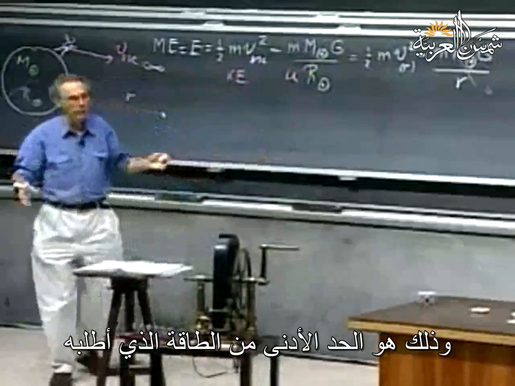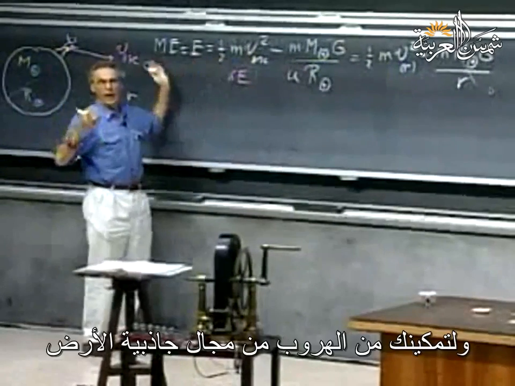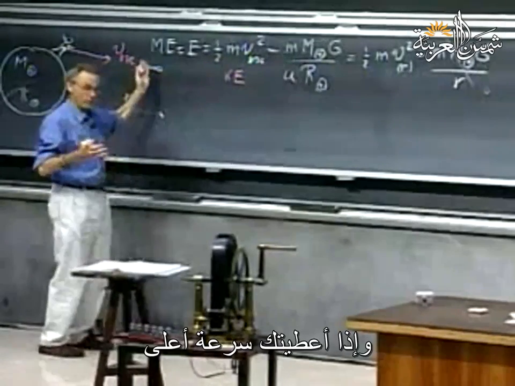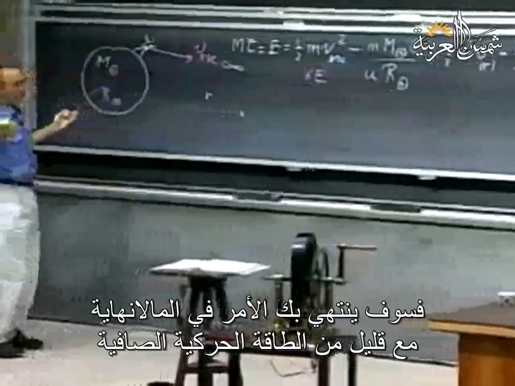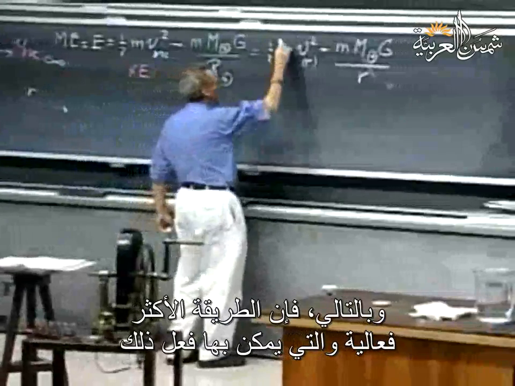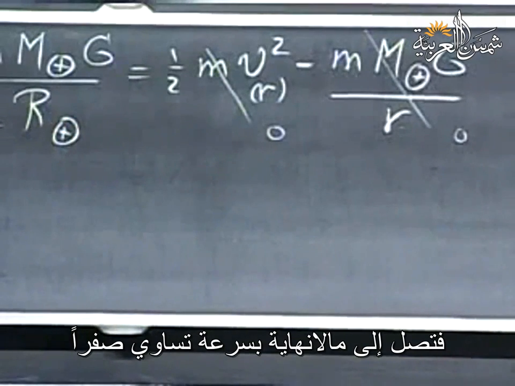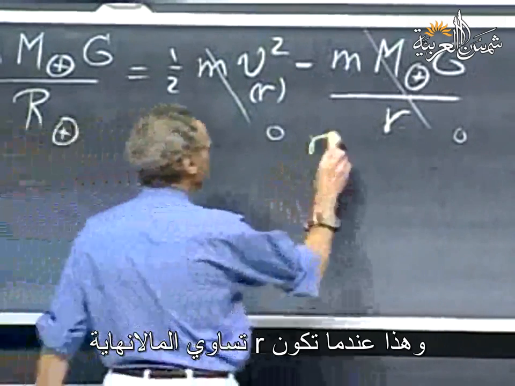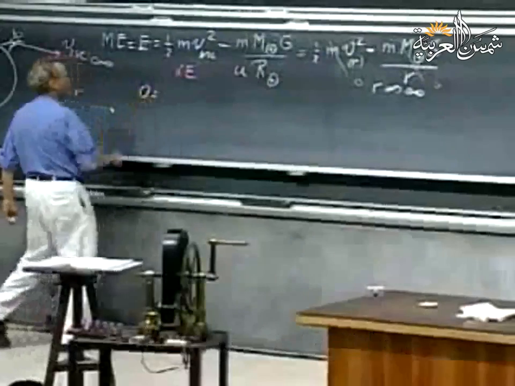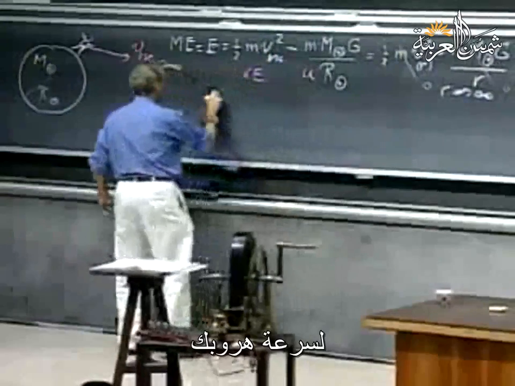And that's the minimum amount of energy that I would require to get you to infinity and to have you escape the gravitational pull of the Earth. If I give you a higher speed, well, then you end up at infinity with a little bit of net kinetic energy. So the most efficient way that I can do that is to make this also 0. So you reach infinity at 0 speed. So this is for r goes to infinity. And so this E equals 0 then. And so this term is the same as this term for your escape velocity.